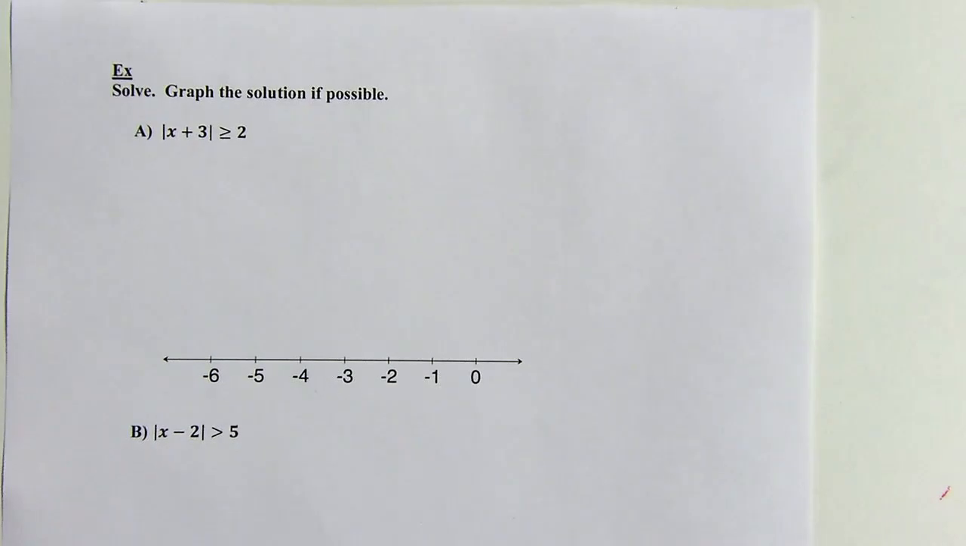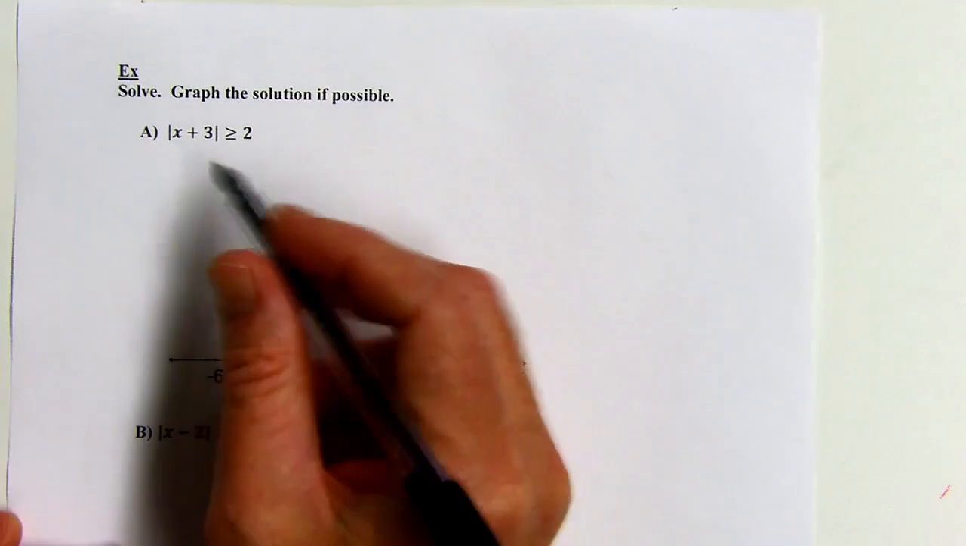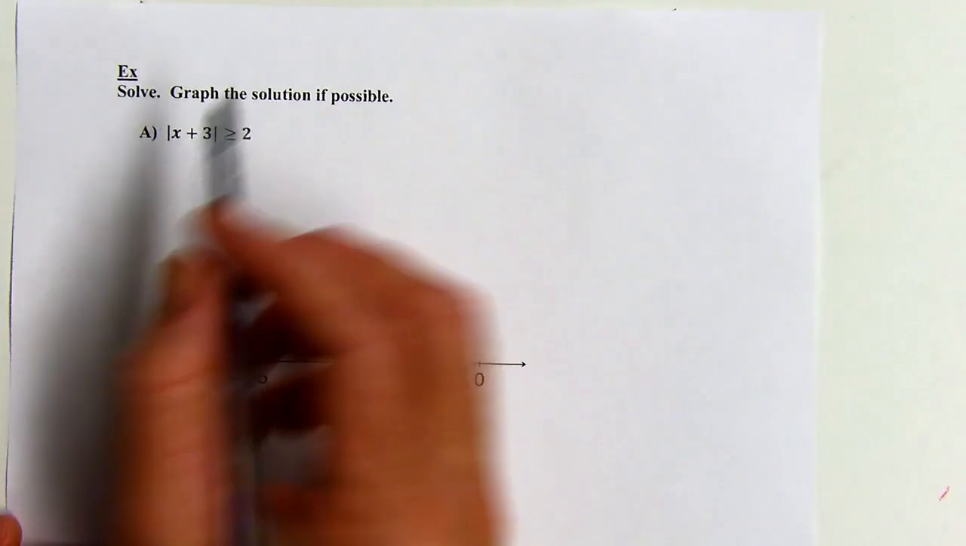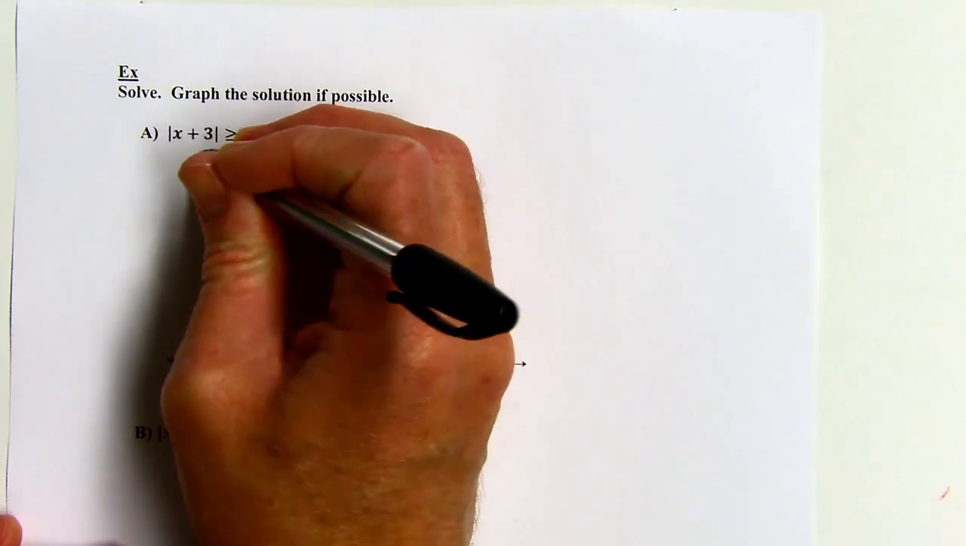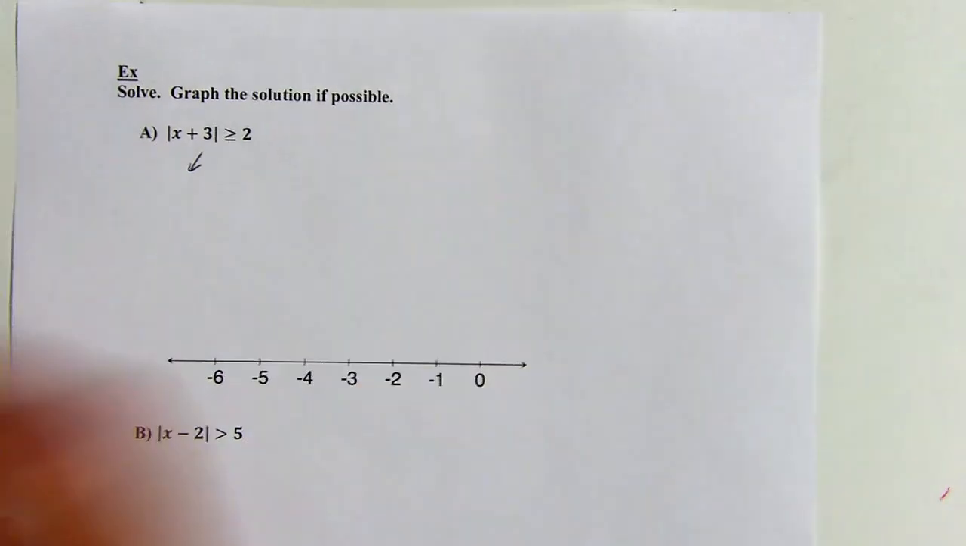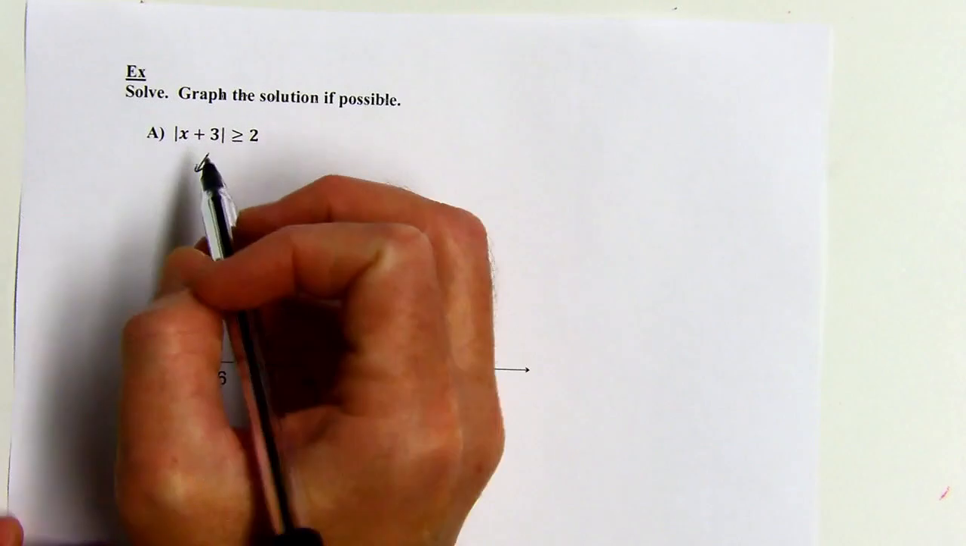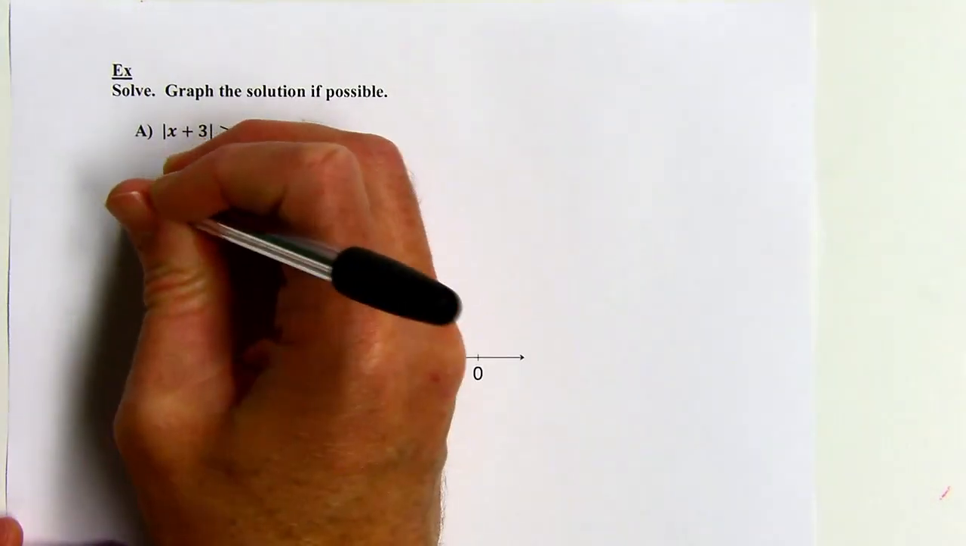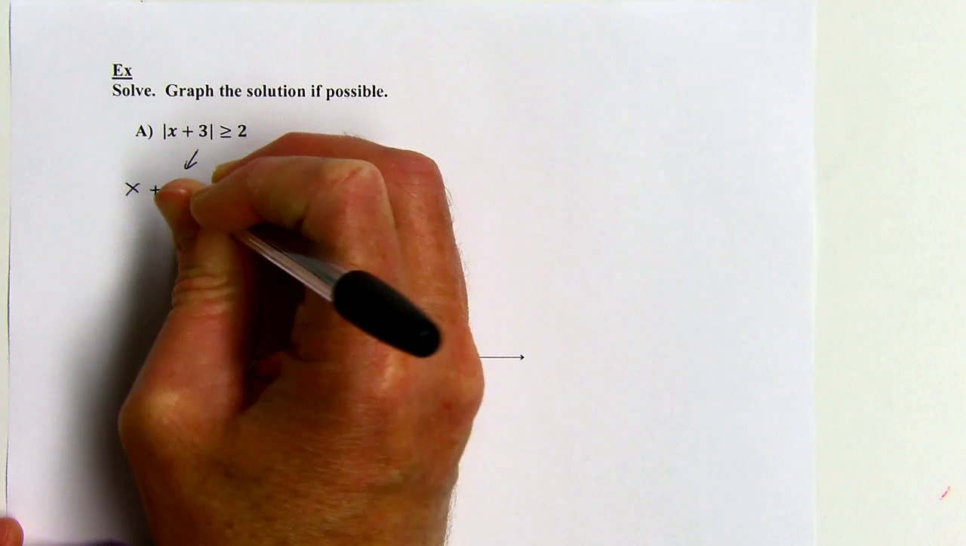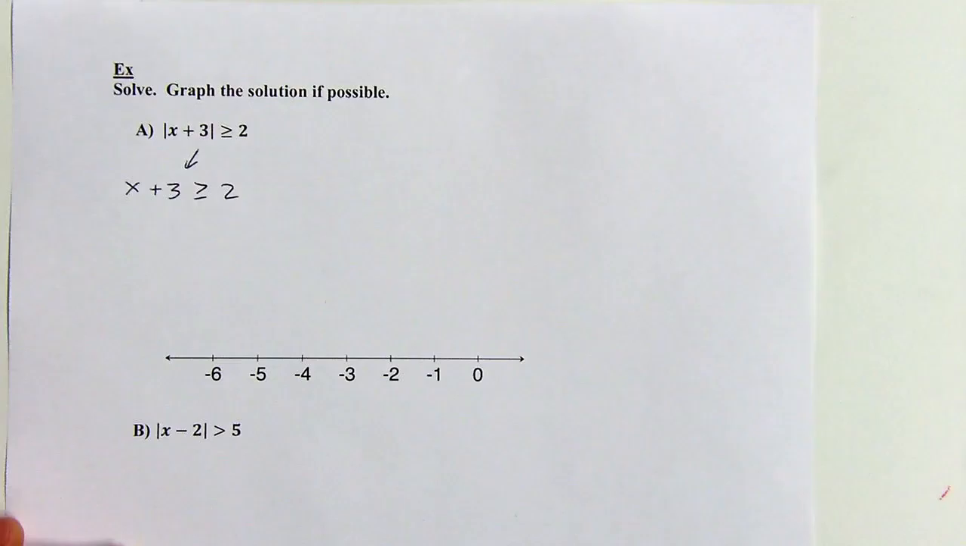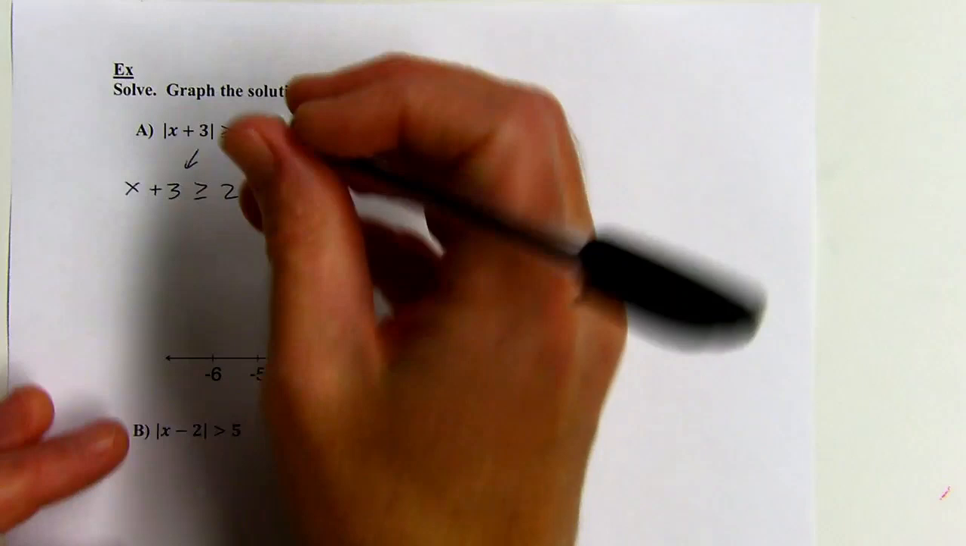Here's how I like to approach these. I'm going to write two different inequalities. The first one I'm going to write without the absolute value symbol, just like that. Everything else is the same. So I have my two different paths.